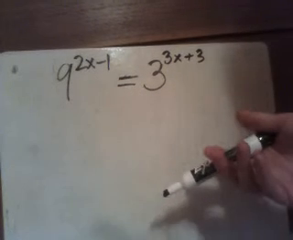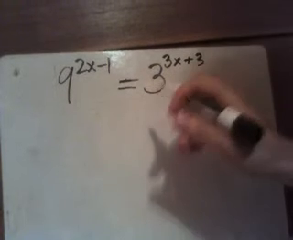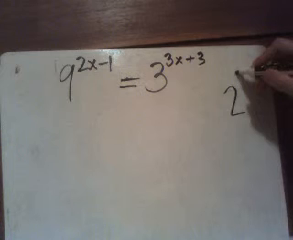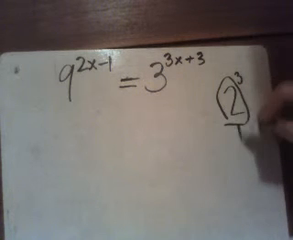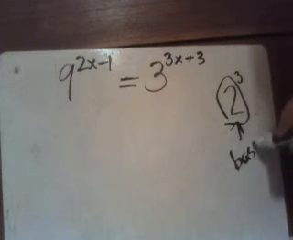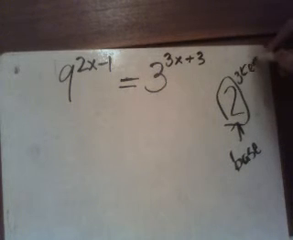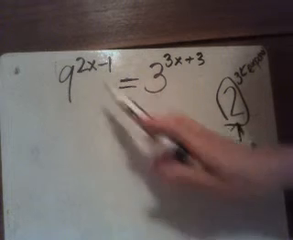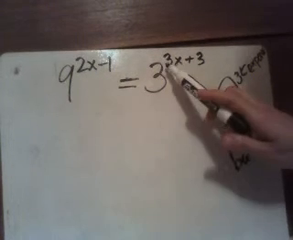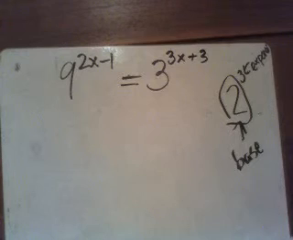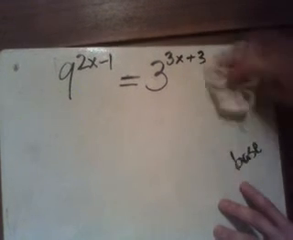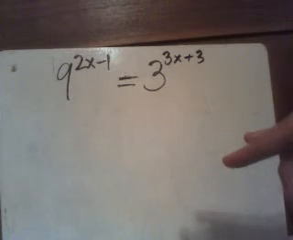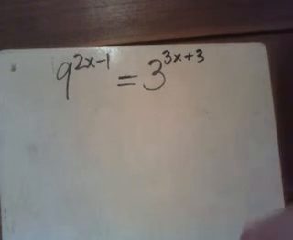So what you can do in this case is, remember when you have a number raised to an exponent, this large number is your base, and the small number is your exponent. So in this case, my base is 9, my base is 3. The exponent is its whole expression. When your bases are the same and they equal each other, you can drop the bases and set the exponents equal to one another and solve for x like you normally would in any other equation.